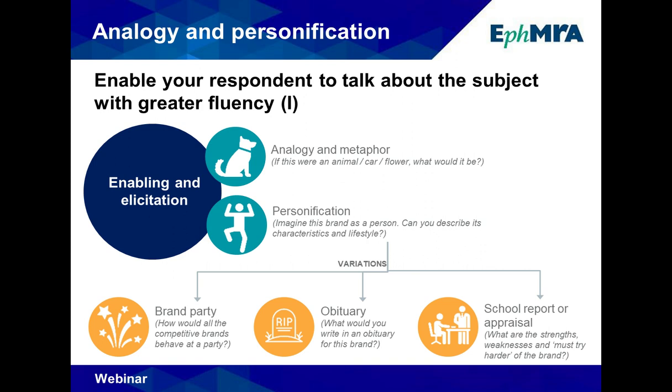Let's look at our first group of projective techniques, analogy and personification. The idea here is to enable the respondent to talk about the subject with greater fluency. It's about enabling and elicitation. So first of all, we've got the analogy and metaphor. It can be animals, cars, and flowers. Those are the classics. But you can really consider updating them, drawing from everyday experience. For example, if it were a tattoo, what type would it be? If it were a mobile phone, what kind would it be? So really, there's room to be more creative here.